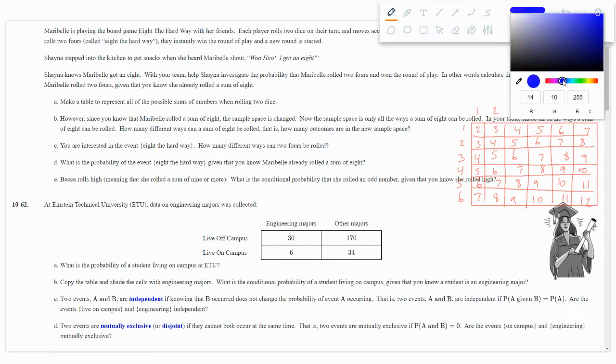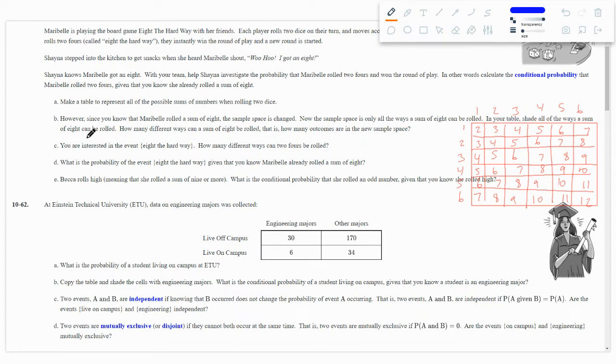So that's our table. Then part B says, however, since you know that Maribel rolled a sum of 8, the sample space has changed. The sample space is only all the ways a sum of 8 can be rolled. In our table here, you can shade or circle all the ways a sum of 8 can be rolled. Basically I'm asking, how many different ways can a sum of 8 be rolled, or how many outcomes are in the new sample space? Wherever you see the number 8, it changes our sample space. So instead of all 36 total solutions, we're actually only working with 5, because these are the only numbers that you can roll an 8 with.